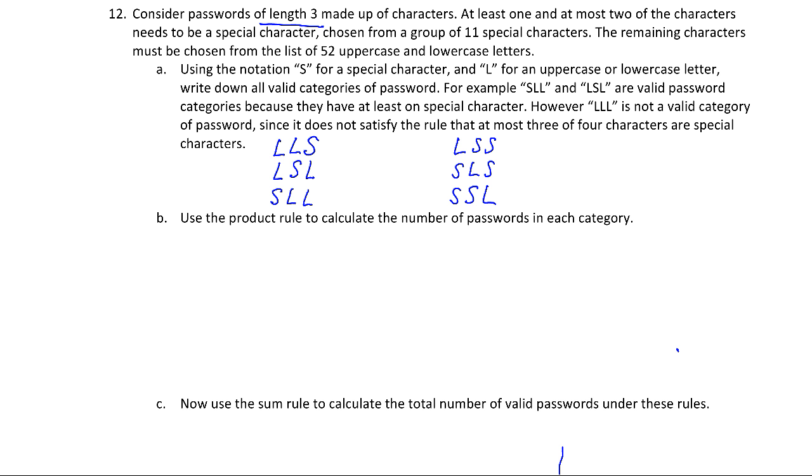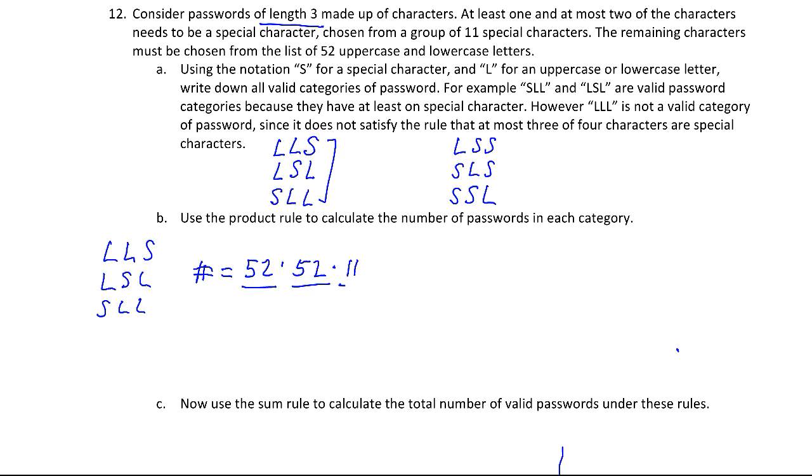Okay, and so part B asks us to use the product rule to calculate the number of passwords in each category. It turns out that those with one special character all have the same number of passwords in their category. So LLS, LSL, and SLL each have 52 times 52 times 11 possible passwords in them. 52 for the choice of the first letter, 52 for the choice of the second letter, wherever it is in the position, and 11 for the choice of the special character.